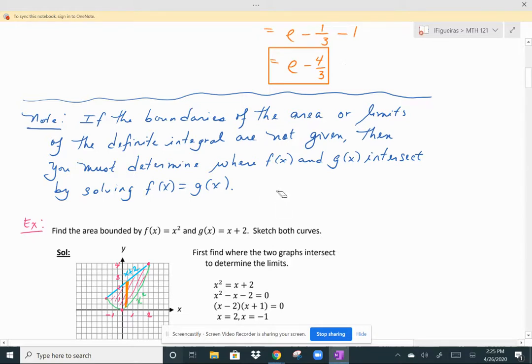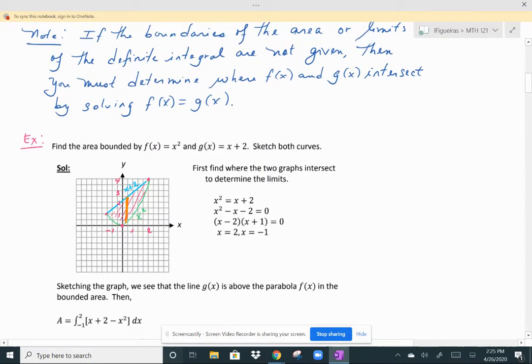So my next example is exactly that situation. I have to find the area bounded by f of x equal to x squared and g of x equal to x plus 2. We're going to sketch both curves. All right, so first we find where they intersect. As I just mentioned, set them equal to each other. I have x squared equal to x plus 2. That's a quadratic equation. We solve quadratic equations by putting them in standard form, meaning set it equal to 0.